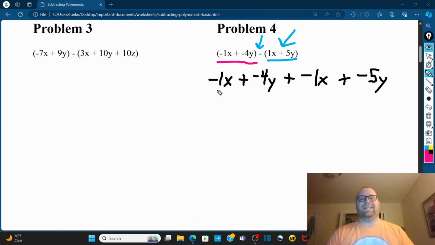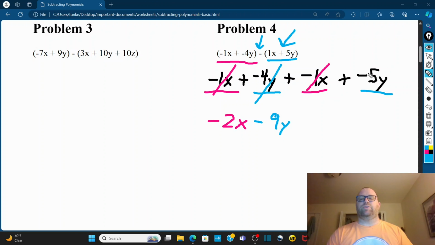Okay, let's go ahead and add the x's. So we have negative 1x plus negative 1x. That's going to give me negative 2x. I'm going to cross these off. And then we have negative 4y plus negative 5y. That's going to add to a negative 9y. And I could write plus negative 9y, or I can just write minus 9y. It's the same thing. And I'm going to cross those off.